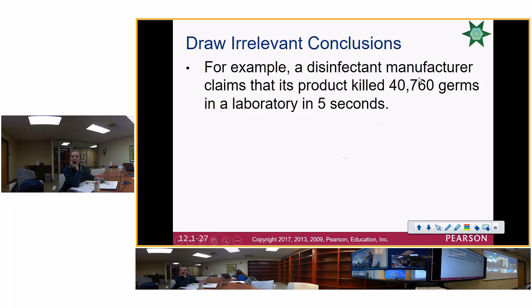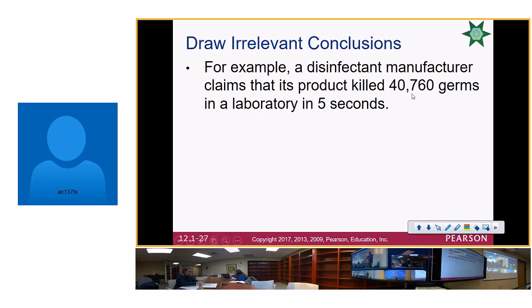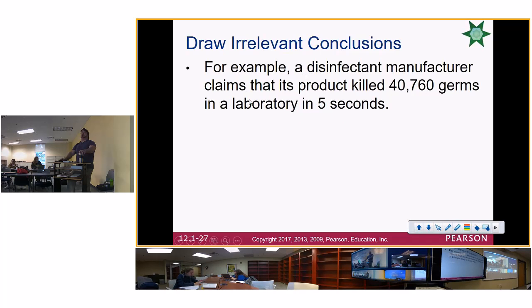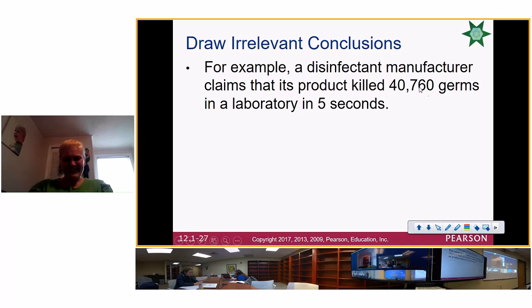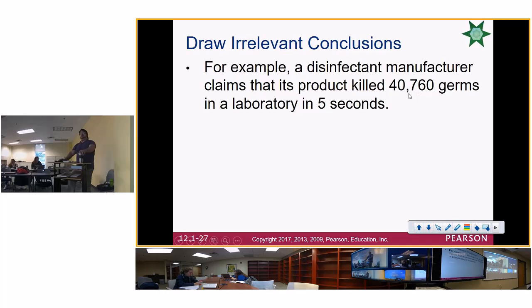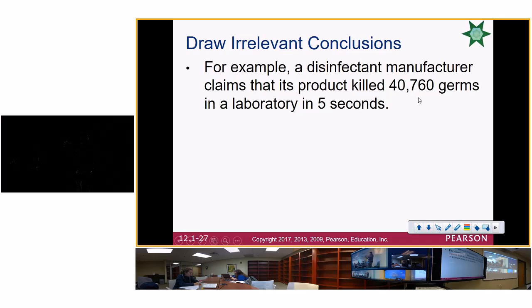A disinfectant manufacturer claims that its product killed 40,760 germs in a laboratory in 5 seconds. Who is going to count germs? Now, what they probably did is they probably figured how many germs cover a Petri dish, and then they took a picture before, and 5 seconds later they sprayed it, and 5 seconds later they took a picture after, and then they said, well, that's a percentage, so we're going to say 40,760. But did they individually count those germs? No.